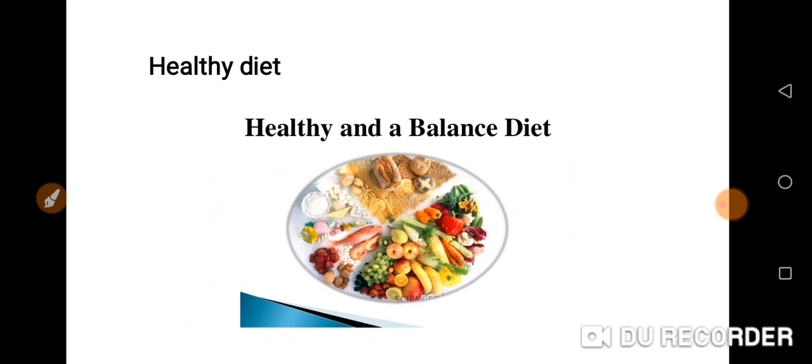And also this, we must consider this too in order to obtain a healthy diet, as you can see in the picture on the screen.